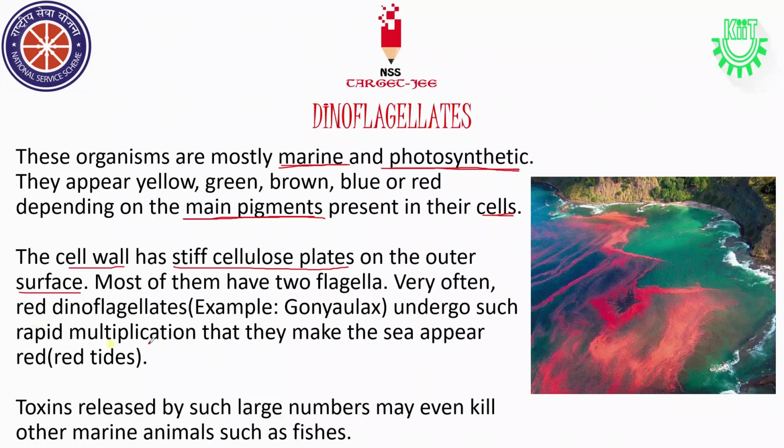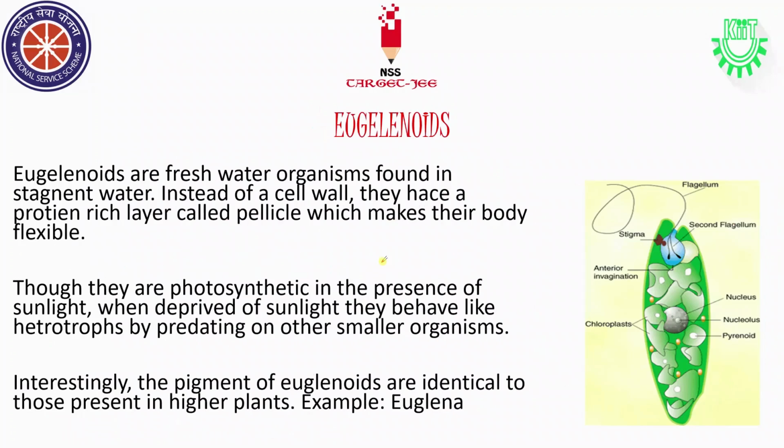Very often, red dinoflagellates undergo rapid multiplication that makes the sea appear red, that is red tides, which you can see in the picture on the side. Toxins released by such large numbers may even kill other marine animals such as fishes. The toxin released from this multiplication can kill marine animals like fishes.